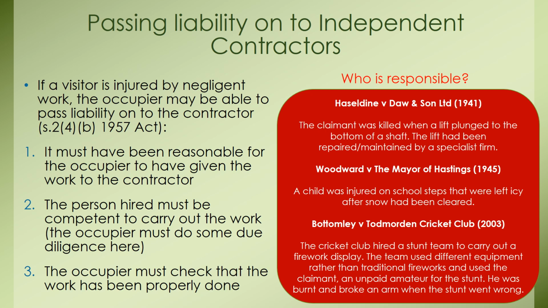So we may be able to pass that liability on under section 2 subsection 4b, but there are 3 conditions. Firstly, it must have been reasonable for the occupier to have given the work to the contractor. So if you think in the case of the Van Dyke building renovation scenario, of course it would be reasonable for us to give the work to a contractor.